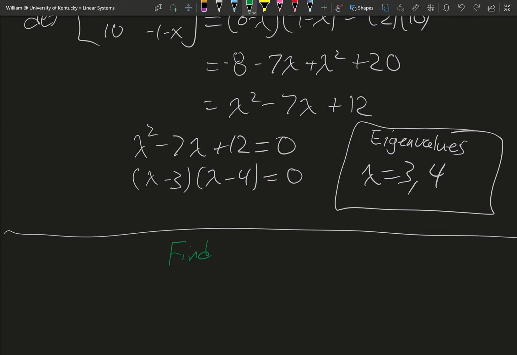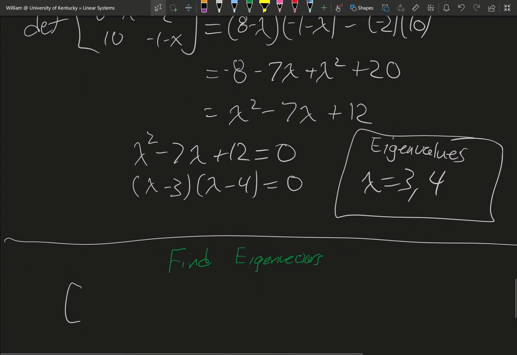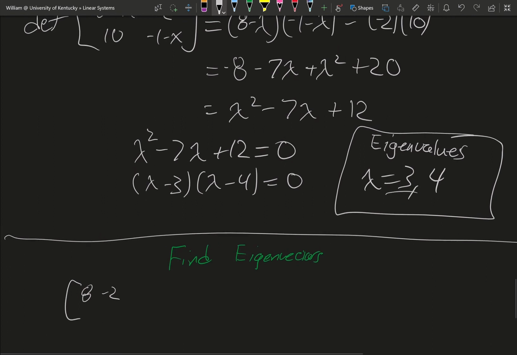We found the eigenvalues, and now we're going to find the eigenvectors. We could do this two different ways. We could try to solve this equation, 8, negative 2, 10, negative 1 times (A, B) equals 3A, 3B, for instance.